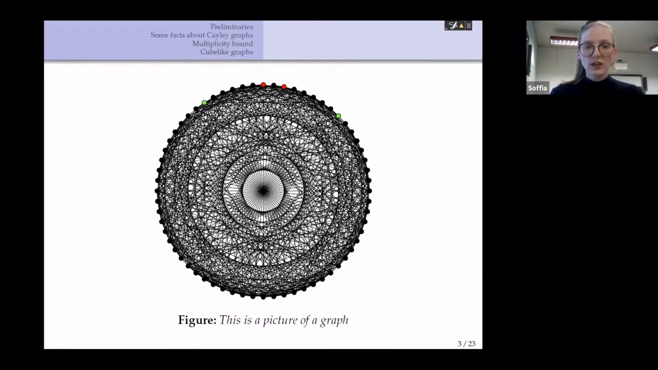And so here is a picture of a graph. Right now I'm not really going to explain what it is, or talk about this graph, but I will tell you why it's there.